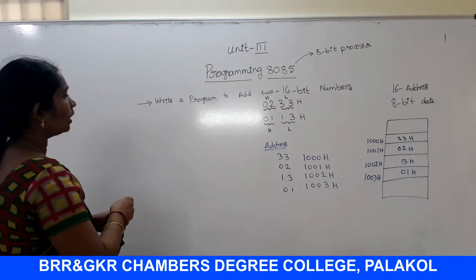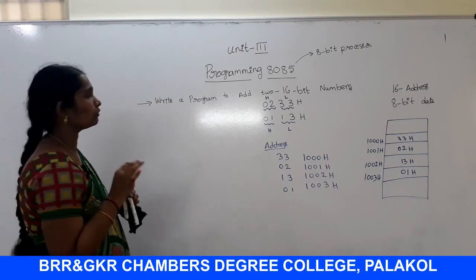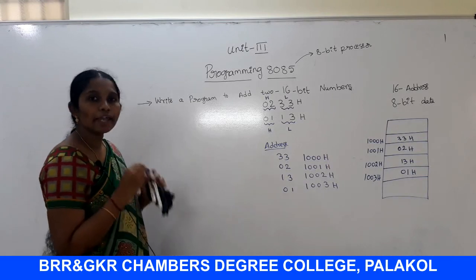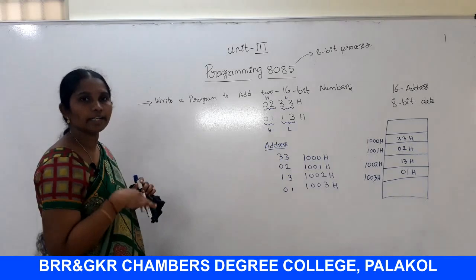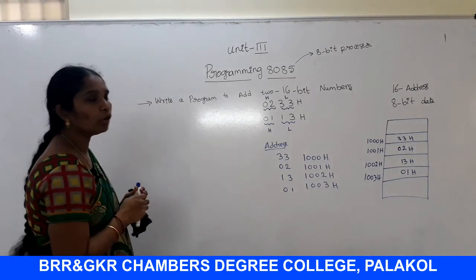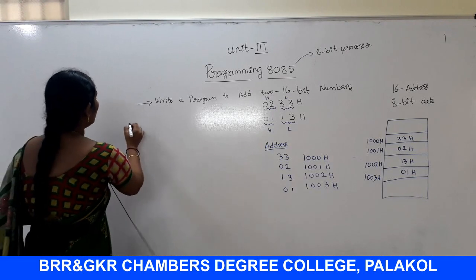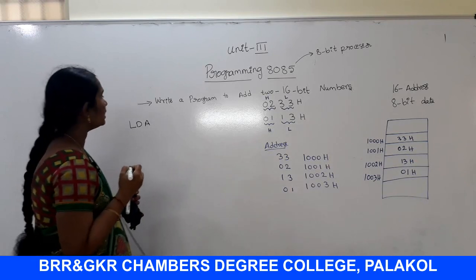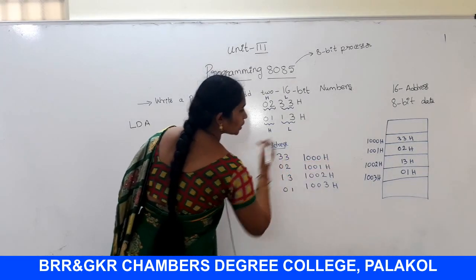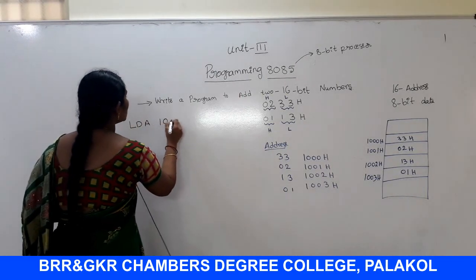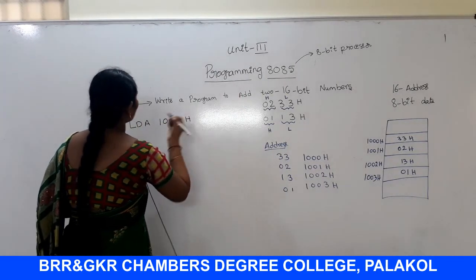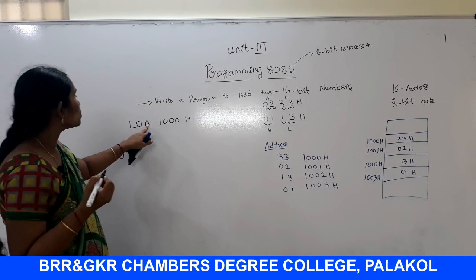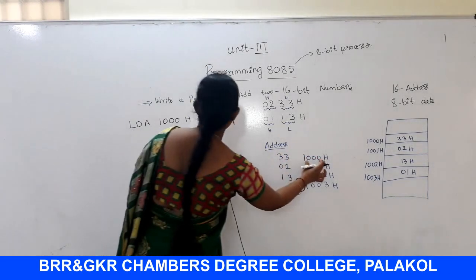Okay, so first of all, we have to write a program. You have to load the accumulator with data or an address, whatever it may be. So the first instruction is load, LDA. The starting address is 1000H here. LDA is nothing but load, A is nothing but the accumulator. So load the accumulator with this address.